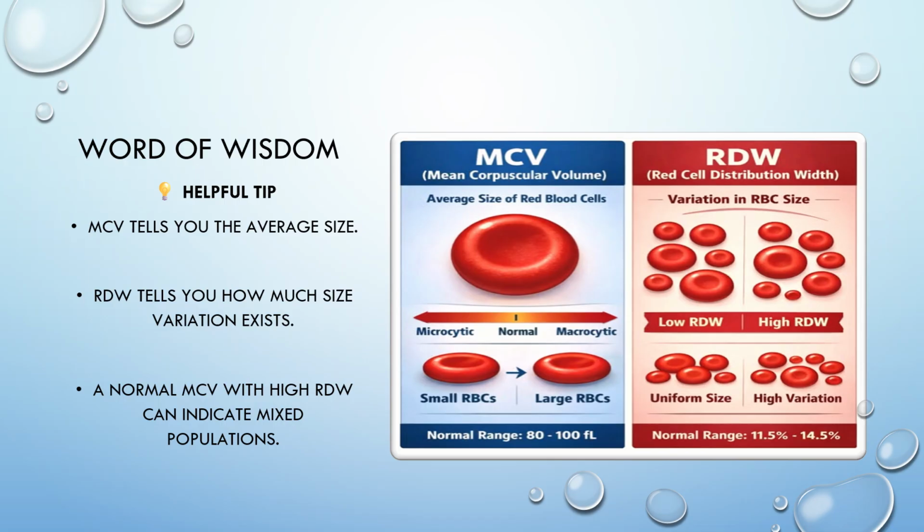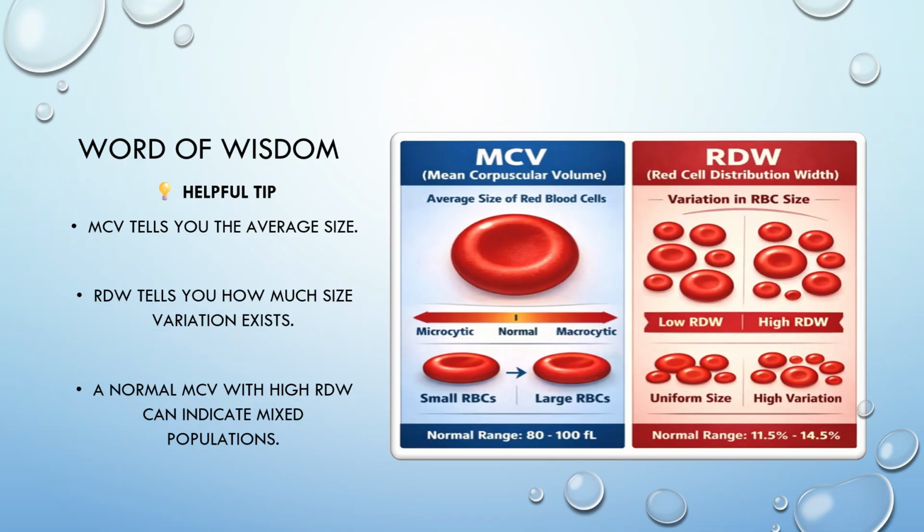So think of it this way. MCV answers the question, on average, how big are the cells? RDW answers the question, how consistent are those cell sizes? And this combination can reveal patterns that a single number might miss. For example, you might see a normal MCV but an elevated RDW. That situation often suggests the red blood cell population is actually mixed. Some cells are small, some are large, and when averaged together, the analyzer spits out a normal value.